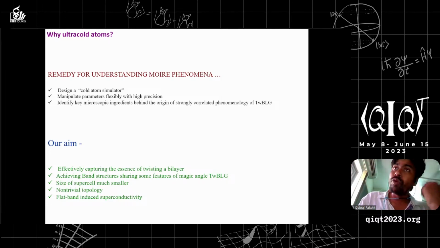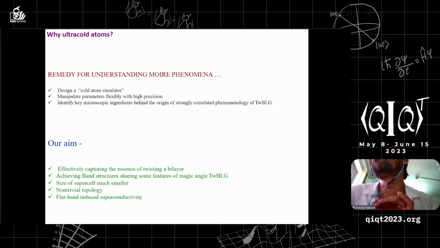Also, we want to make it non-trivial, associate some non-trivial topology with these band structures, which also seems to be one of the hallmarks of the different interesting correlated phenomena happening in twisted bilayer graphene. What more? Obviously, we want to see, when we create this flat band, how superconductivity is affected and things like that. So these are the prime motives that ideally we would like to deal with.